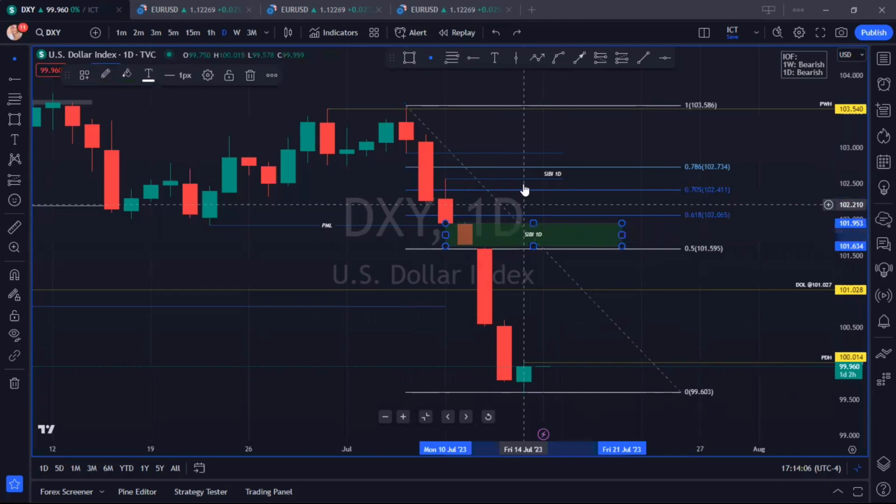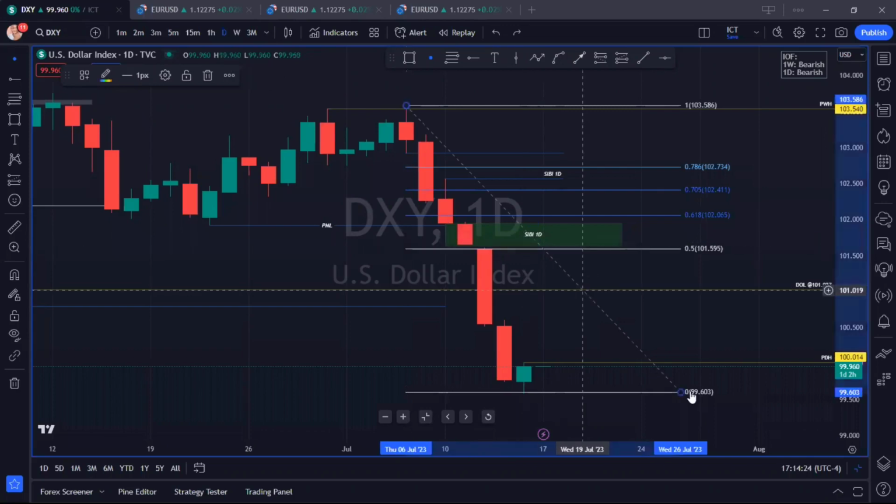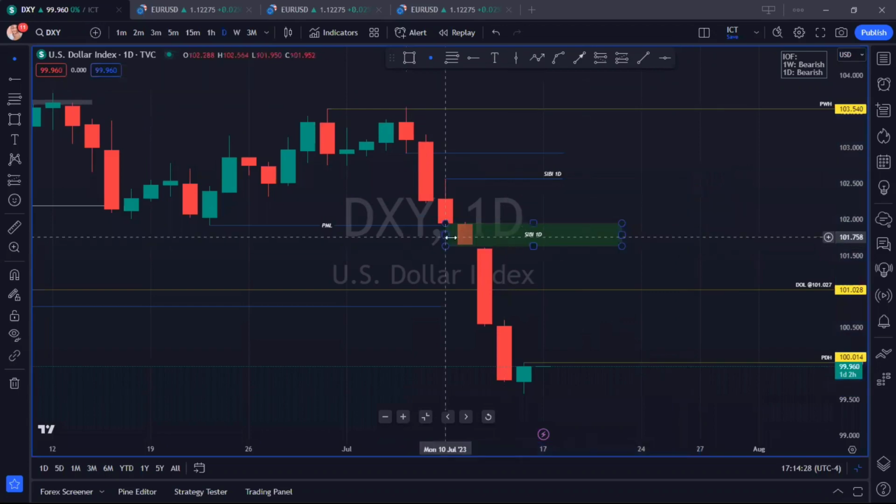Price is at premium when you draw your fib level in a sell direction. Okay, price above the equilibrium level. Price above the equilibrium level is called what? A premium level. Take note of that. So now the first draw on liquidity above the 50% equilibrium is this gap right here.